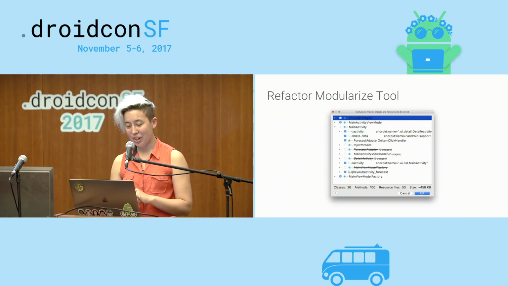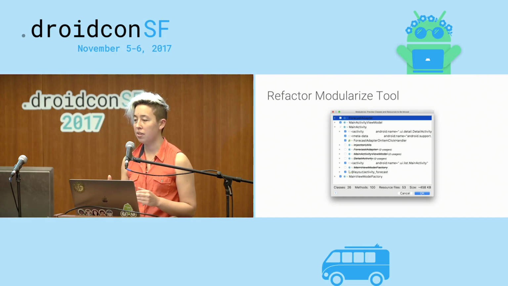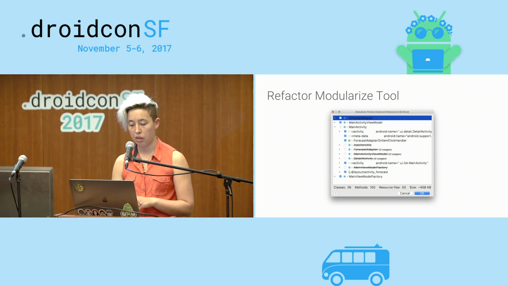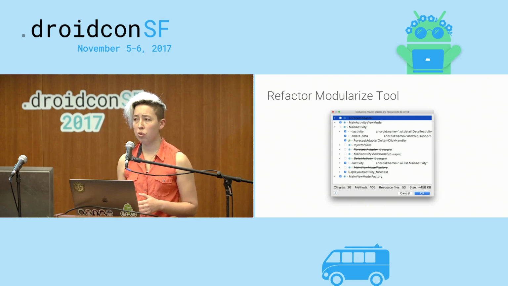And then you are going to get a list of all of the dependencies that those activities have on other classes and resources in your app. And you can go through and say, hey, I want to move this dependency over with it, I don't want to move this dependency over with it. And after you're done doing that, you can say, okay, move them over. One thing to note is that the tool doesn't work with Kotlin yet, but they're working on that.